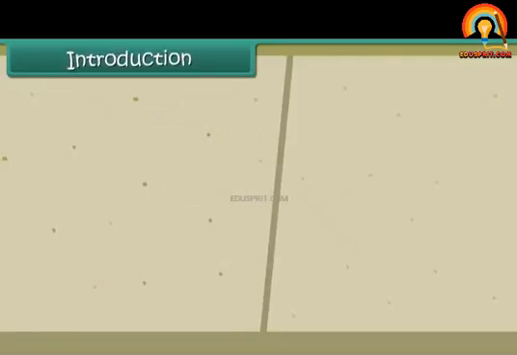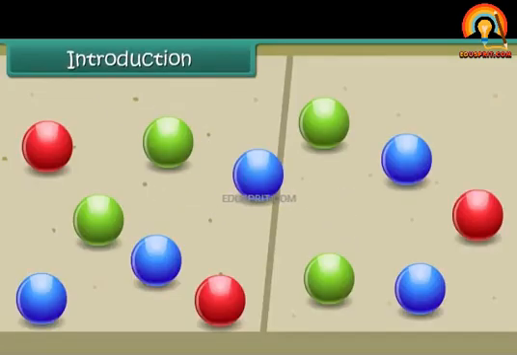Introduction. These are marbles. They are green, red and blue colored marbles. Let us count the marbles of each color. Let's first count the number of green marbles.